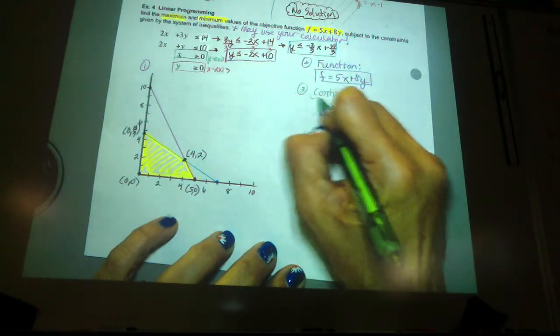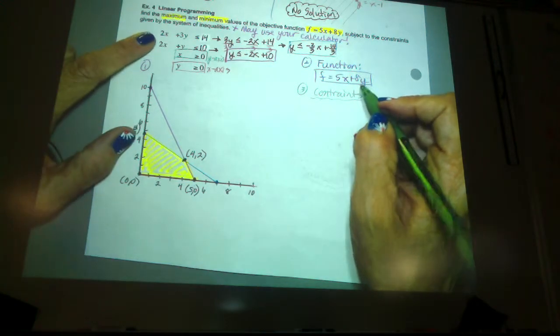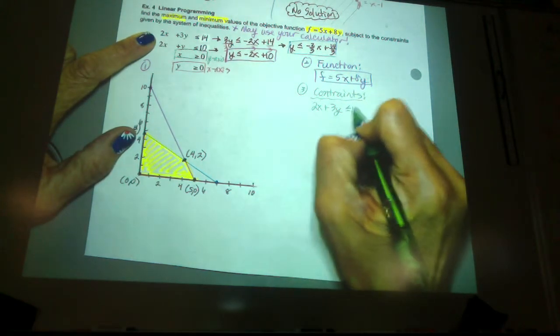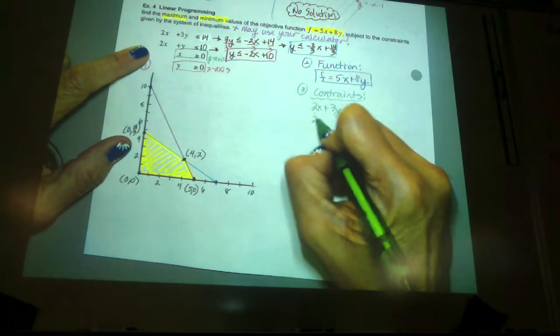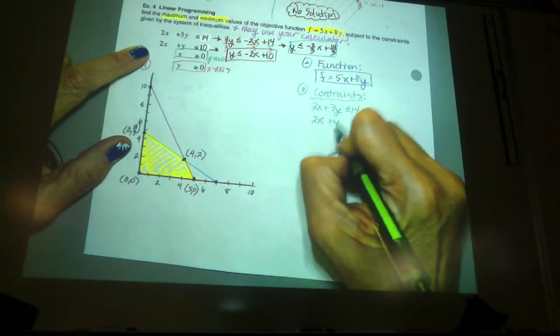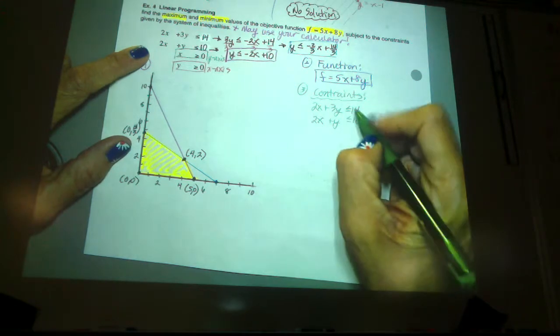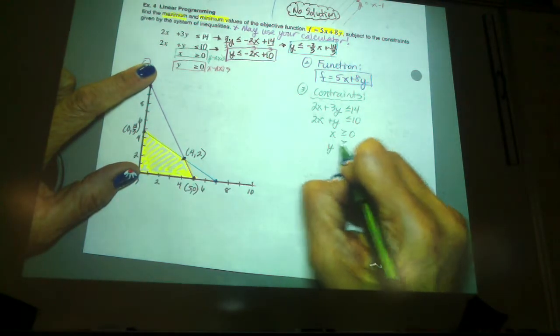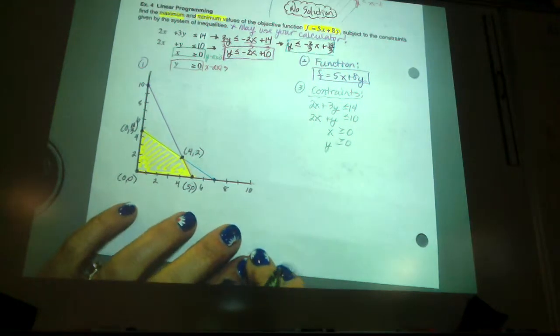And so your constraints, and we're going to use the original, are 2x plus 3y is less than or equal to 14. 2x plus y is less than or equal to 10. X is greater than or equal to 0, and y is greater than or equal to 0. Those are your constraints.